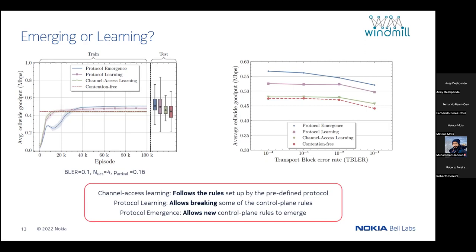And the bottom line here is that the channel access learning follows the rules that are set up, it has to follow the predefined protocol that is used. Protocol learning allows breaking some of the control plane rules, so we get a little better in performance, and emergence allows new rules to arrive. So that's why you have such a better performance here.